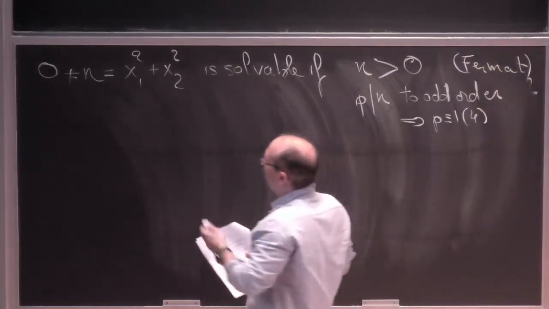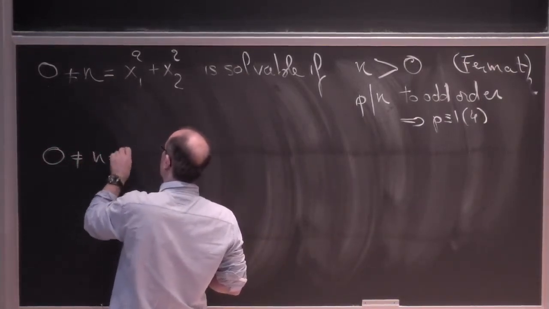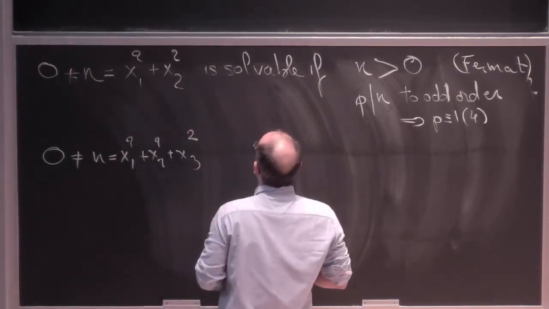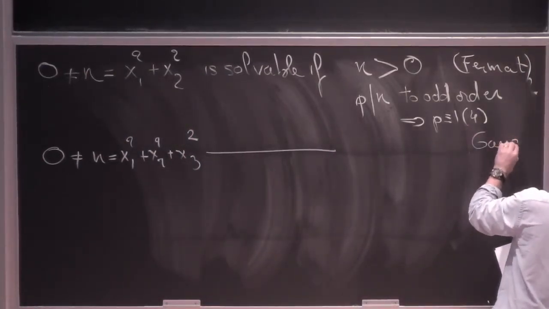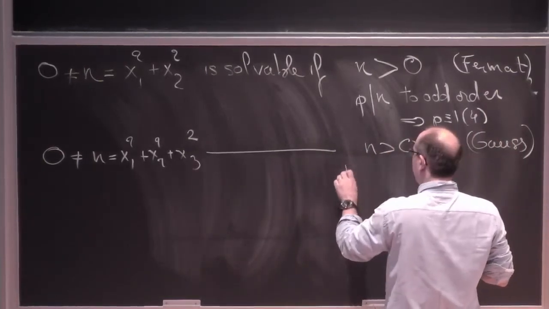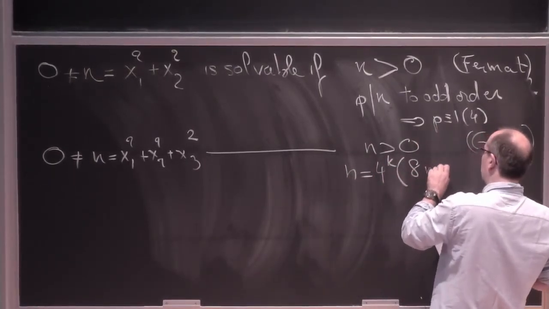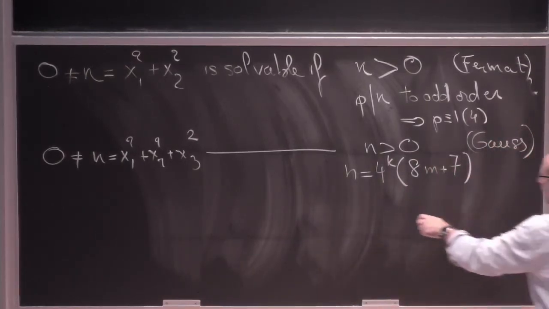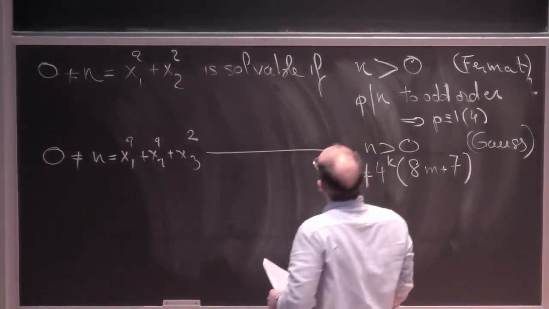This is for sums of 2 squares, and for sums of 3 squares, you have a theorem of Gauss, which says that n has to be positive, and n is not a fourth power times a number congruent to 7 mod 8.